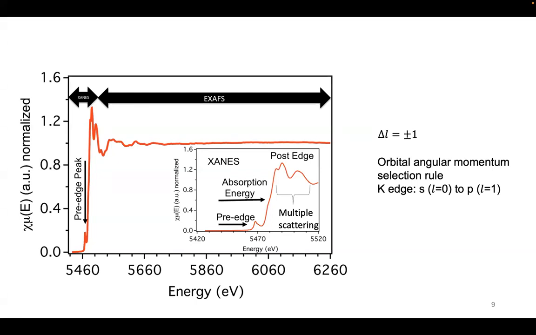But we still see a pre-edge peak. So what does that really mean? That's what I'm going to walk through in terms of the theory, trying to understand how this small pre-edge peak gives us so much information when it comes to oxidation state and also the coordination environment.